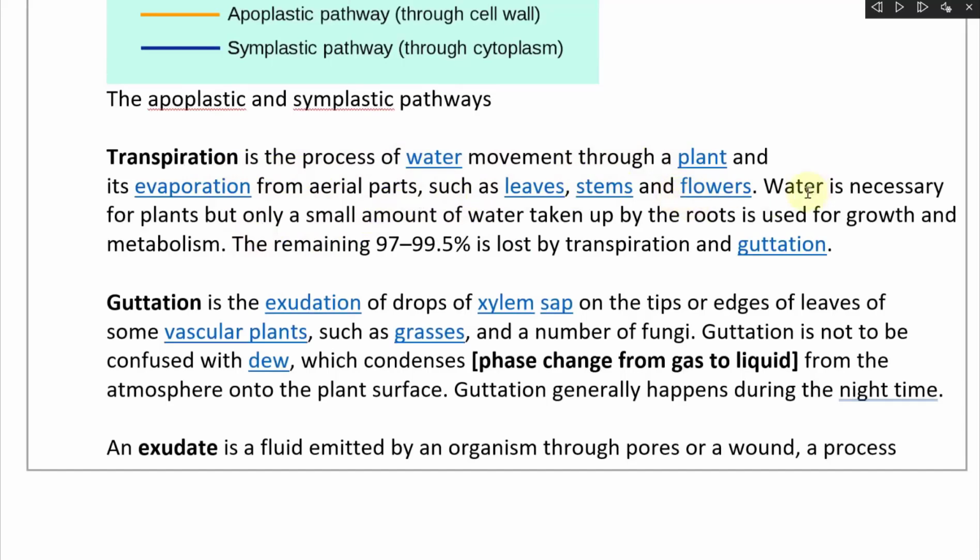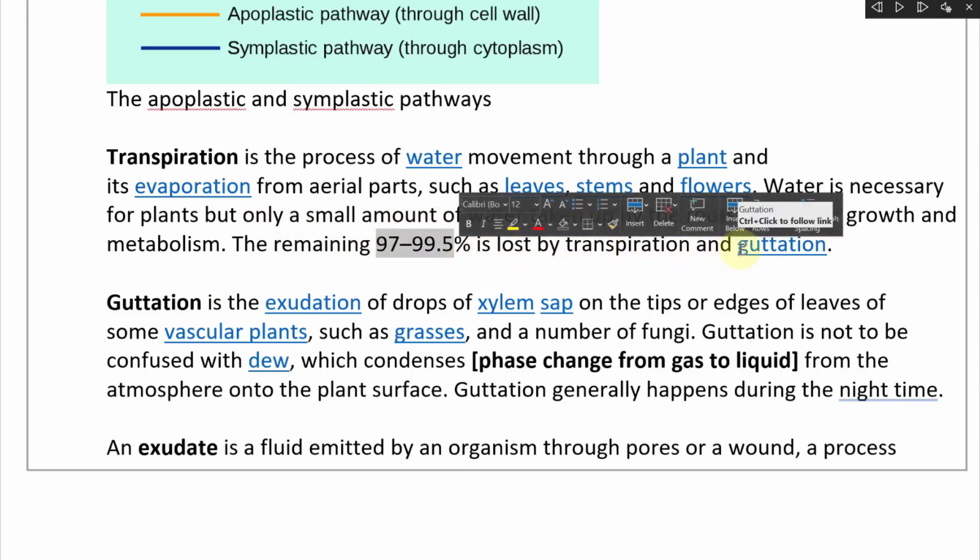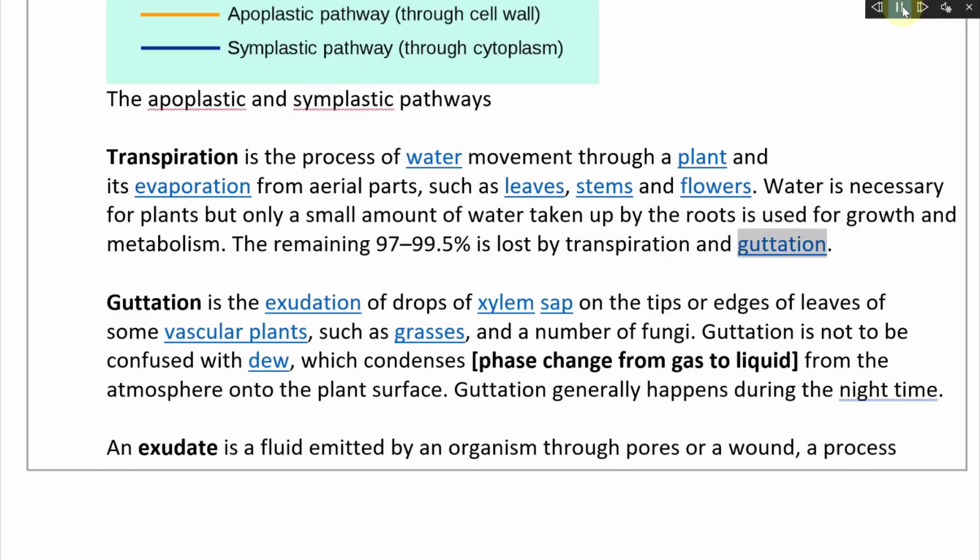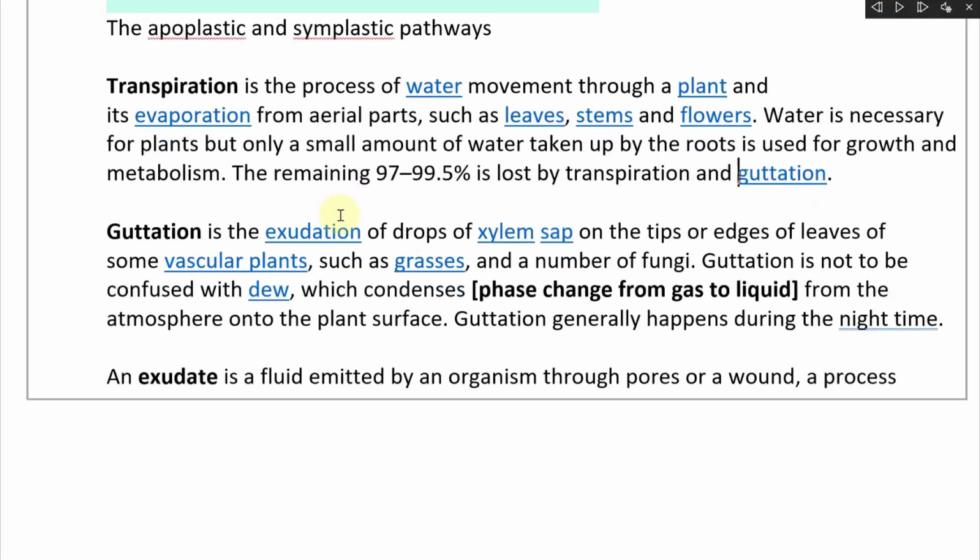and flowers. Water is necessary for plants, but only a small amount of water taken up by the roots is used for growth and metabolism. The remaining 97 to 99.5% is lost by transpiration and guttation. Very interesting. So most of the water is not even used for its growth, which is very interesting. Yeah, growth or metabolism, but again, it could be used for structure or just temperature control, etc.